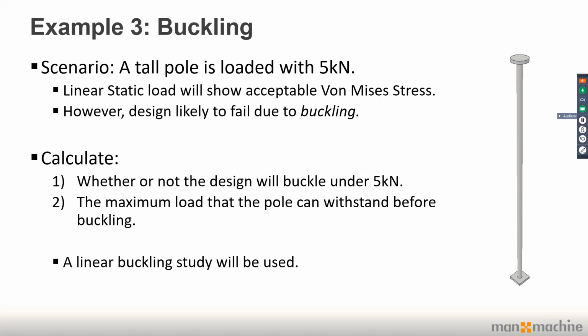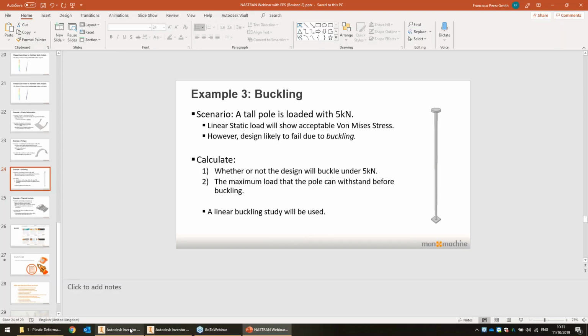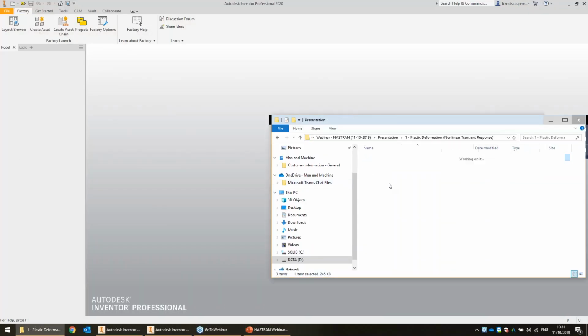What we're going to do is calculate how the design responds under 5,000 Newtons load in a linear static analysis. And then we're going to verify whether it's going to buckle or not. We're then going to move on to calculate exactly how much load the pole can take. So let's have a look at Nastran. We'll come to the buckling.